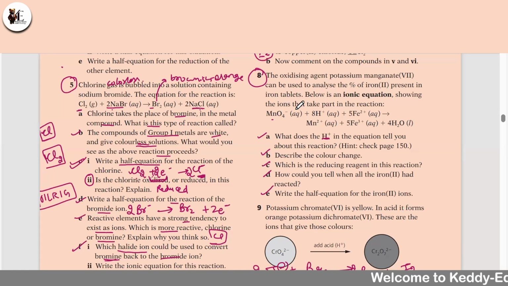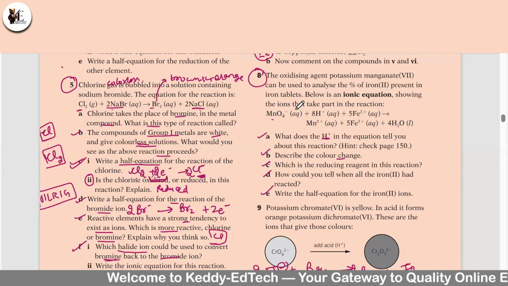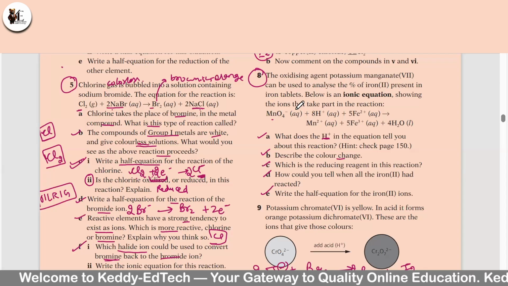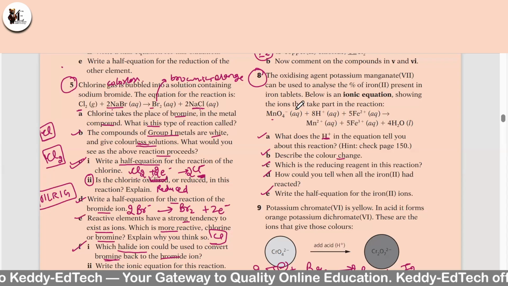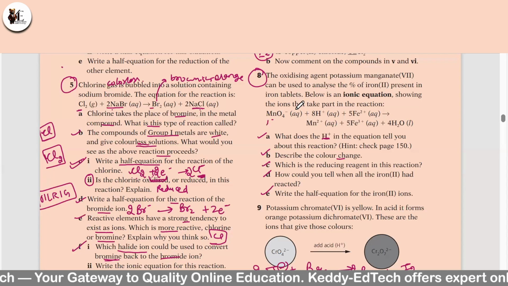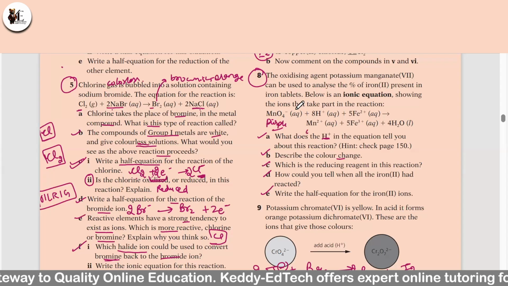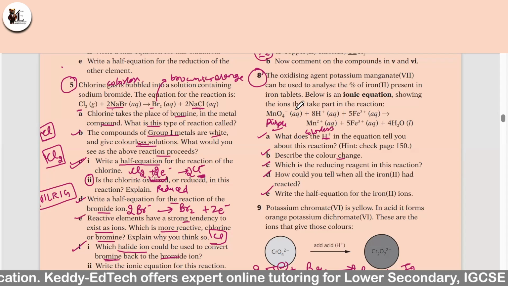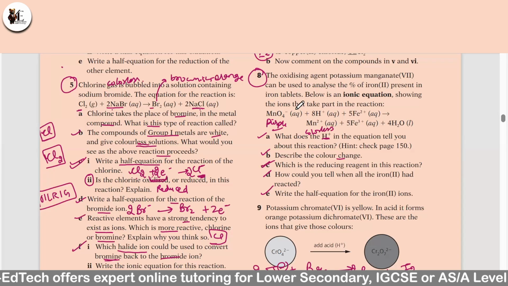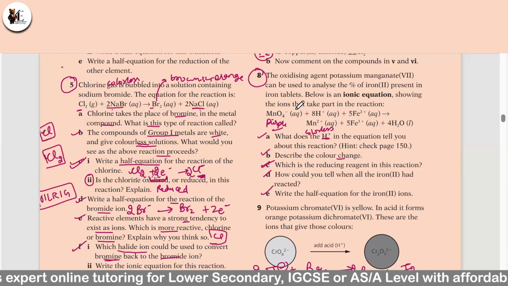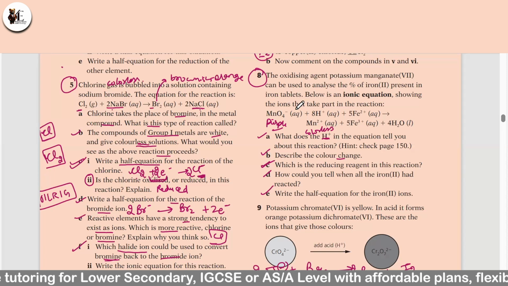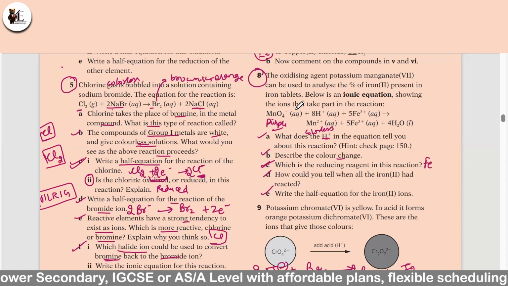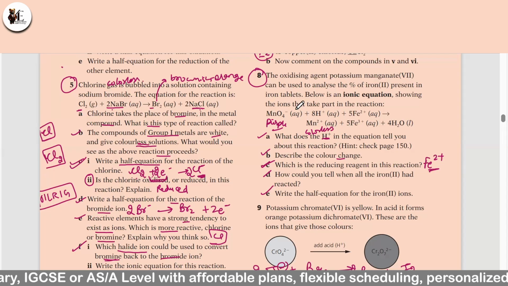Describe the color change. The color change goes from a purple solution to a colorless solution. Yes, because the MnO4 minus ions are purple and Mn2 plus is colorless. Which is the reducing agent in the reaction? The reducing agent is the Fe, the iron 2 ions. Yes, iron 2 plus is the reducing agent.